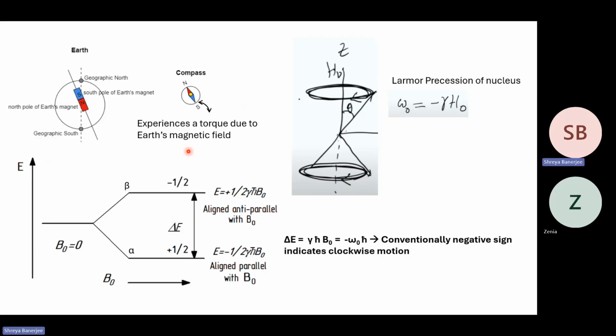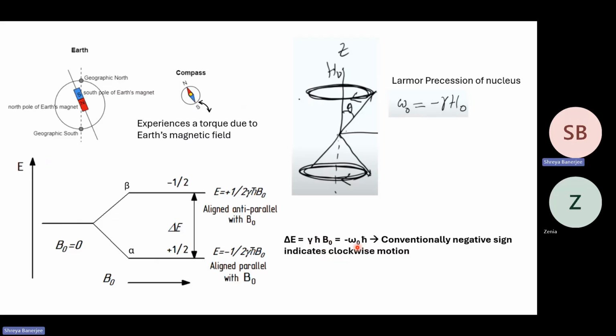Now, that is what is shown here, that again you have the two levels splitting up, alpha and beta, with their respective energies. And the difference in energy between these two levels, delta E, if you subtract this energy from this energy, you will get gamma h bar B0.